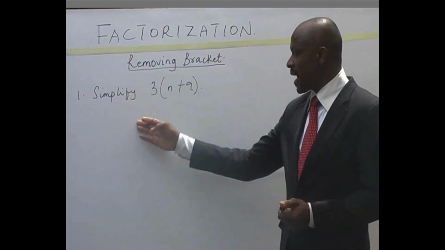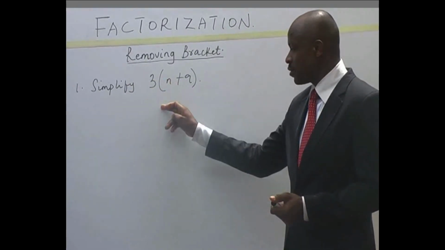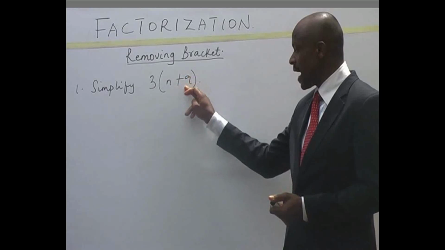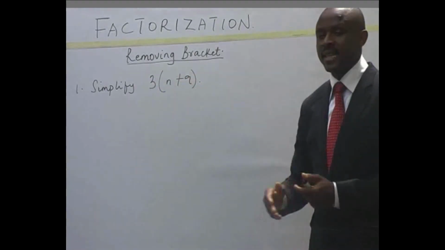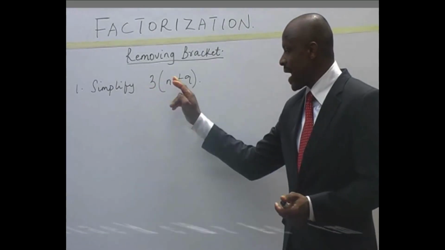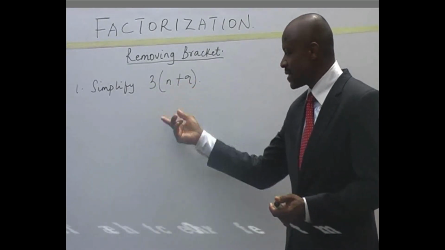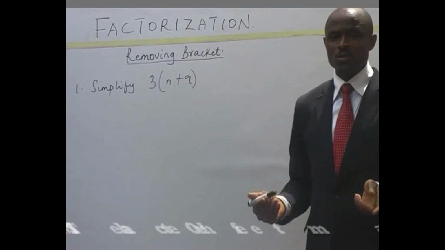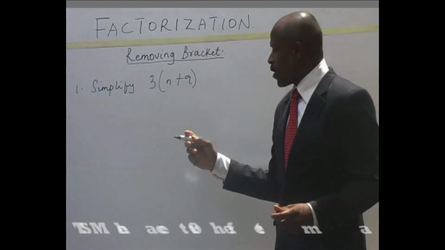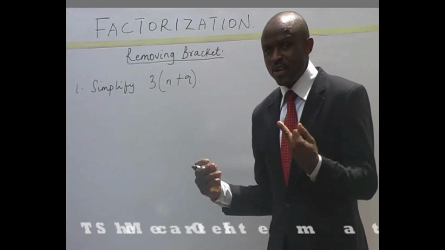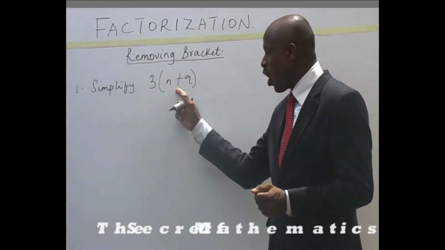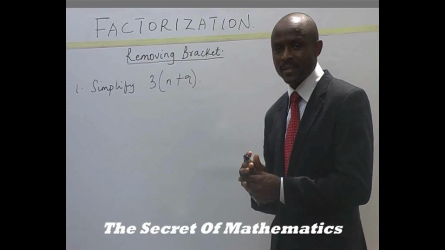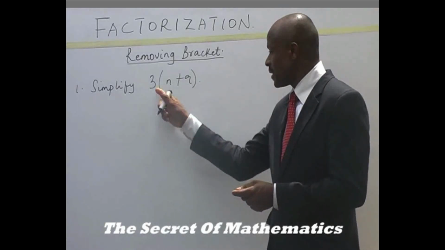The first question is saying that we should simplify 3 into n plus 9. Into means 3 brackets n plus 9. 3 outside the bracket, while n plus 9 inside the bracket. In case you have this kind of a thing, what you do is know in your mind that 3 is multiplying all the things inside the bracket.